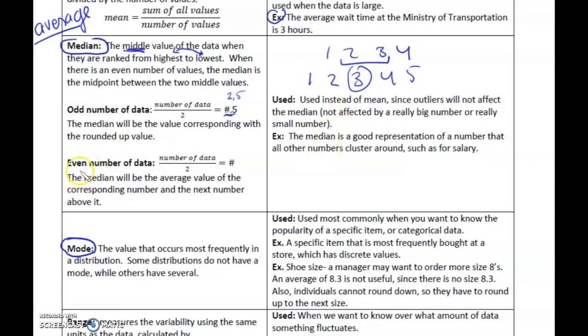And then for an even number of data, we're going to take the number of data and divide it by 2. For example, if we had 4 data points and we divided it by 2, we get 2. So we're going to have to take the mean between the second and the third values. The median will be the average value of the corresponding number, like that number 2, and the next number above it.